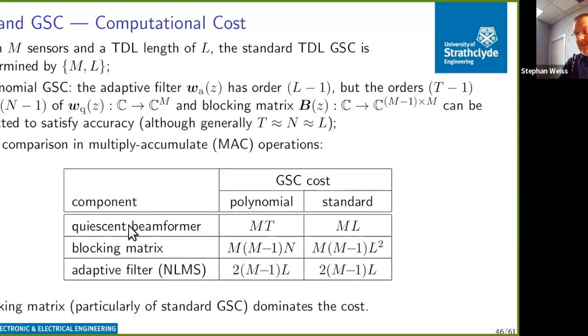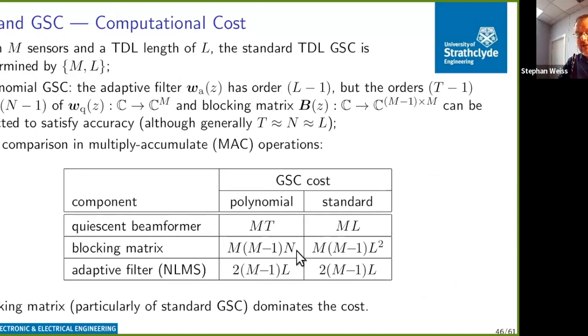In the tap delay line version of this beamformer, everything depends on the number of sensors and the tap delay line length L. In the polynomial version, it's really M that is the fixed factor that determines the dimensions of matrices and vectors. And the polynomial order is determined by the accuracy that we require.